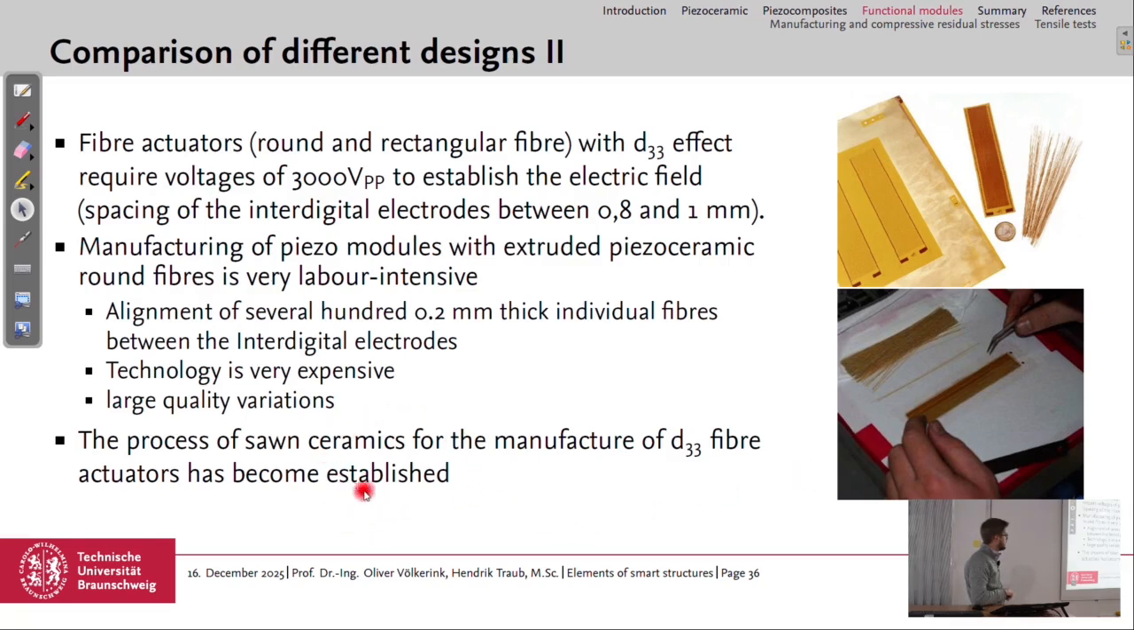So therefore the process of sawn ceramics has become established, where you cut just the planar foils and have them still connected, and then integrate them.